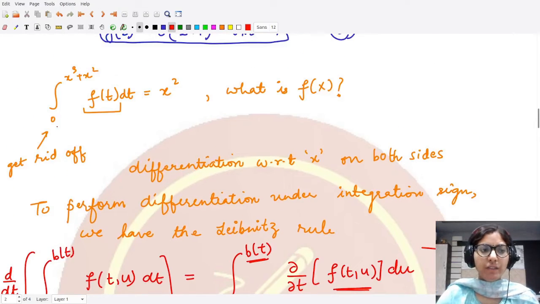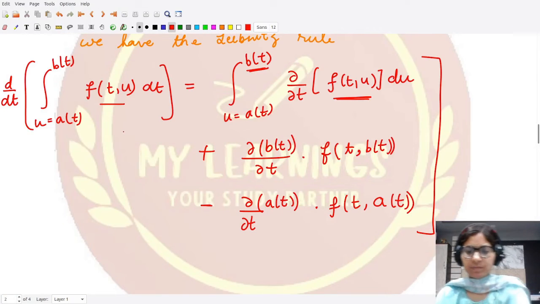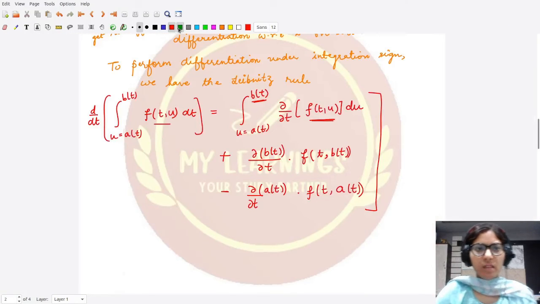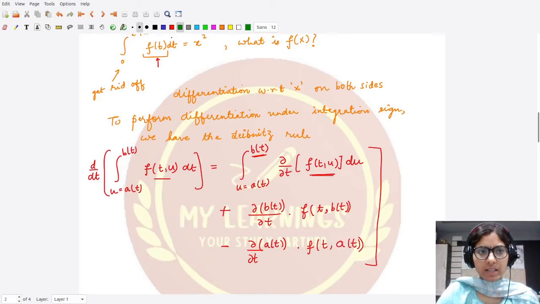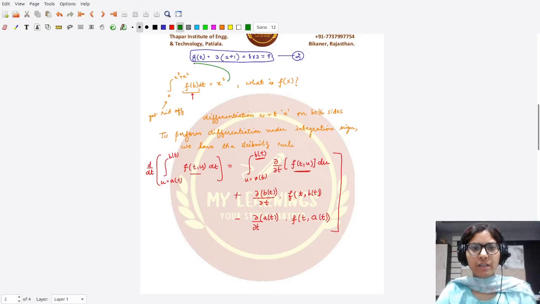For our function, the lower limit is constant and the upper limit is variable, and the function here is not known to us a priori, right? So let's apply this rule here. Let me show you how we can proceed in this case. Here you can notice that our function is this one.